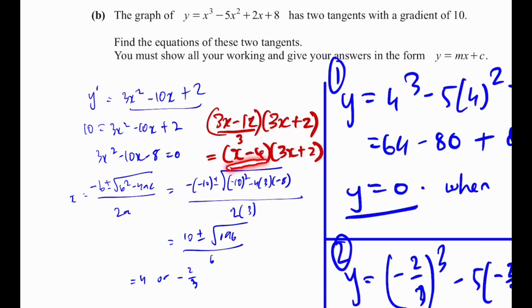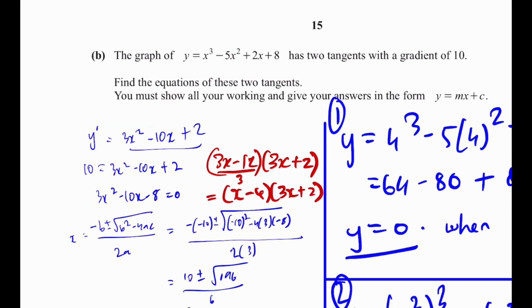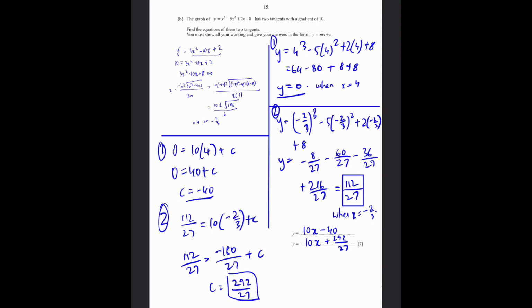And now we find x equals 4 using that, and x equals minus 2 by 3 using this bracket. So yeah, I kind of complicated things a bit there, but it's fine. Anyway, guys, if you found what complication I did, good job. Let's go to question 9.